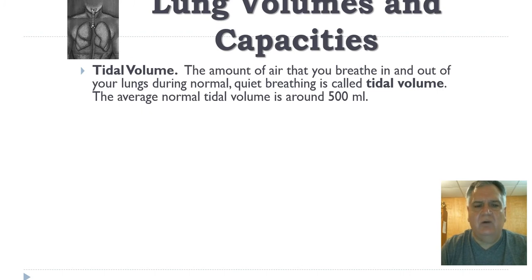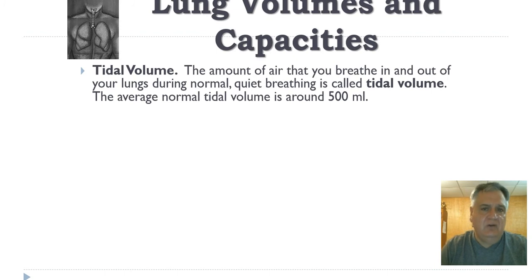The first one is tidal volume. The tidal volume is the amount of air that you breathe in and out of your lungs during normal, quiet breathing. The average normal tidal volume is somewhere around 500 milliliters. So, as you're sitting there right now, just taking notes, watching the lecture, you're just breathing in and out quietly. How much air are you exchanging with each breath? That's called your tidal volume. You're not exercising, you're not working hard, you're just doing normal, quiet breathing. Well, the average normal tidal volume is around 500 milliliters.